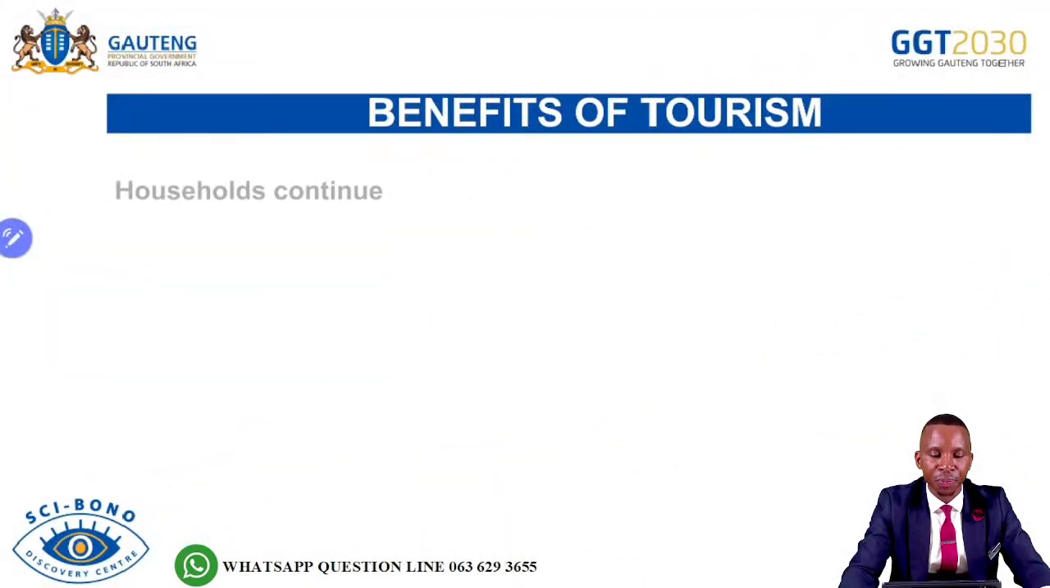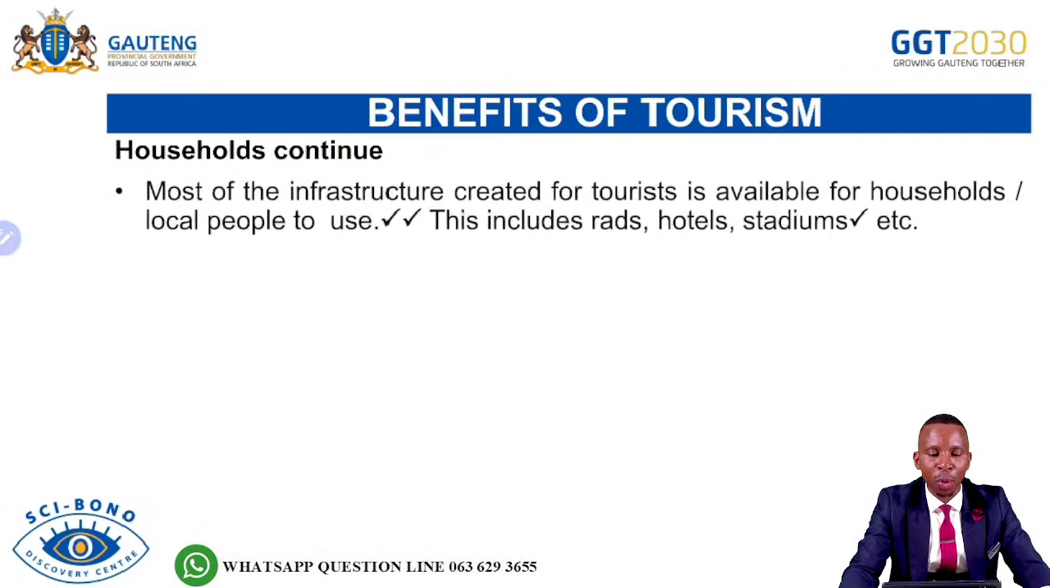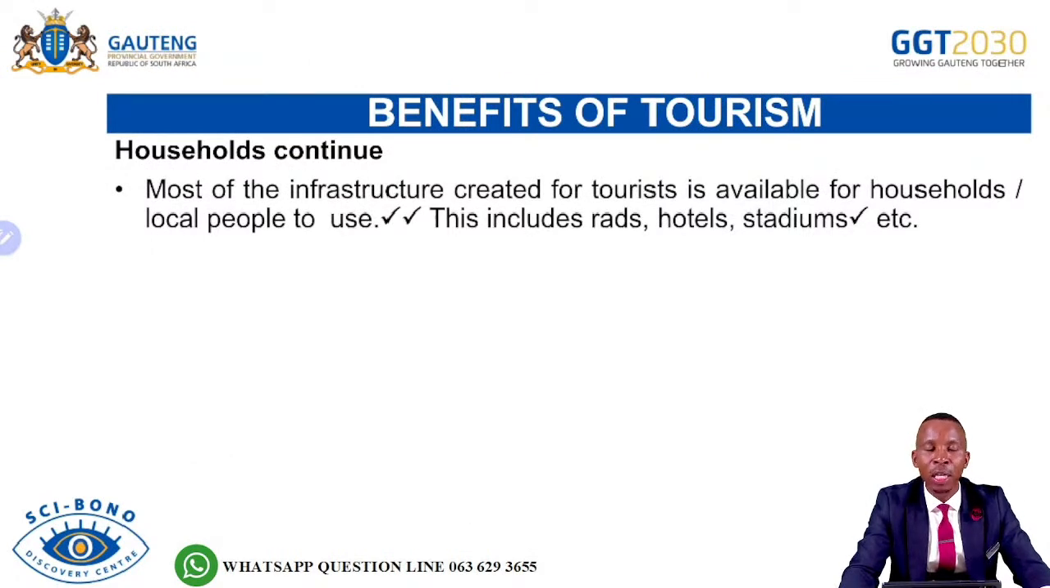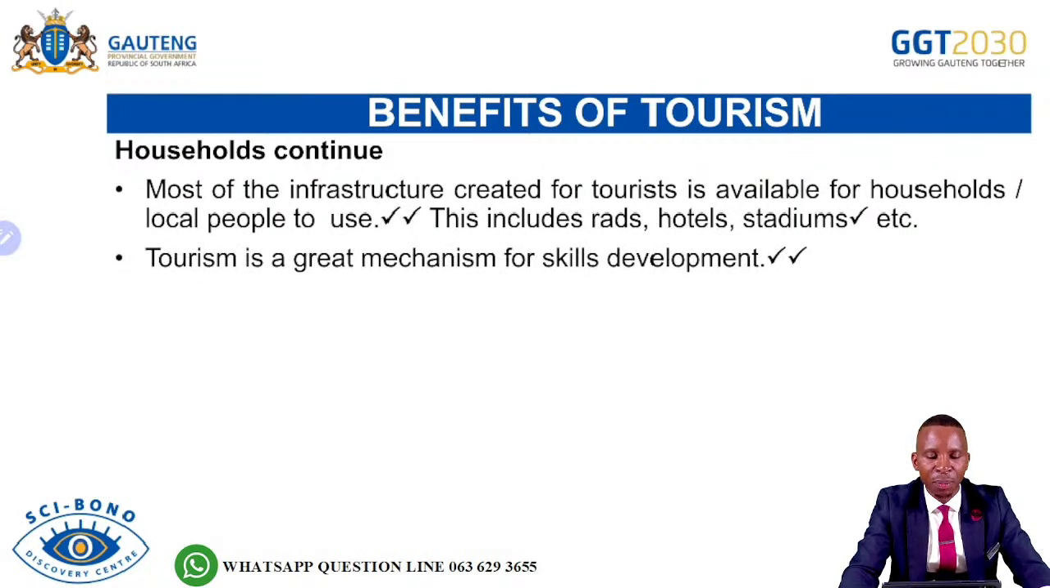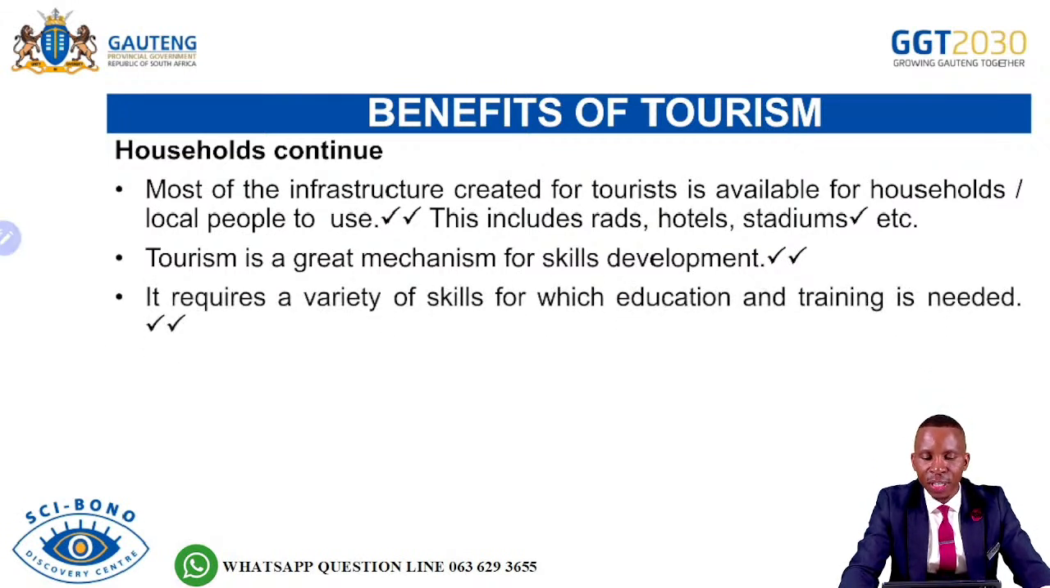Then we continue with households. Most of the infrastructure created for tourists is also available for households or local people to use. These include roads, hotels, and stadiums. Tourism is a great mechanism of skill development. People are able to gain skills on duty, which leads to them having more skills that can be used even in future. It requires a variety of skills for which education and training is needed.